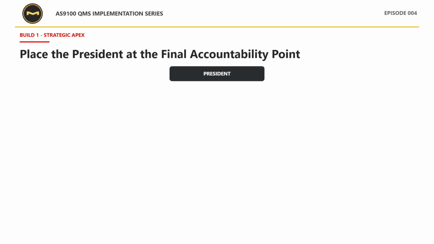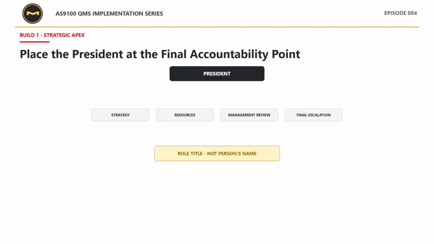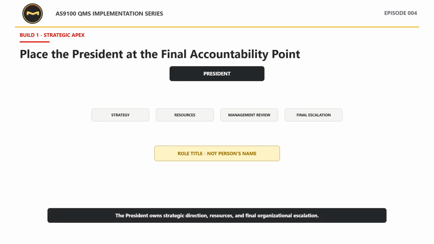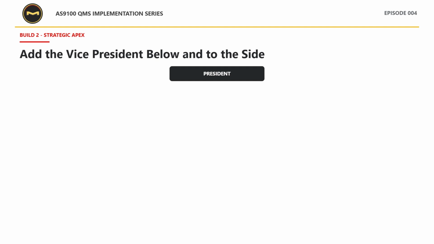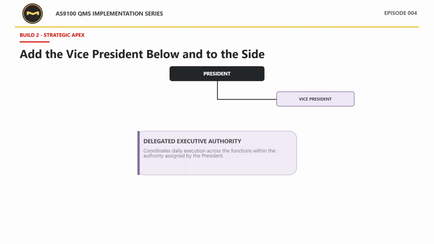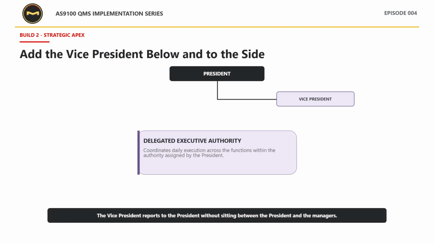Begin with the president, the final accountability point. The president sets direction, provides resources, reviews performance, and receives final escalations. Use the role title so the chart remains stable. Next, place the vice president below and to the side. The solid branch shows a direct report to the president. The role coordinates delegated authority; it does not sit between the president and the functional managers.